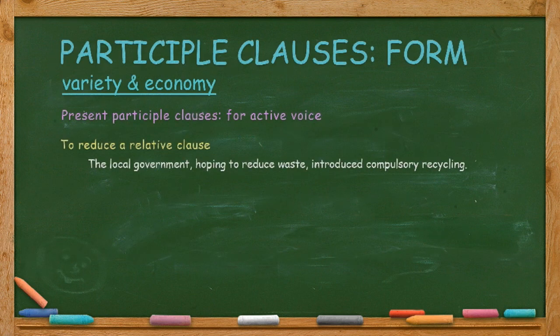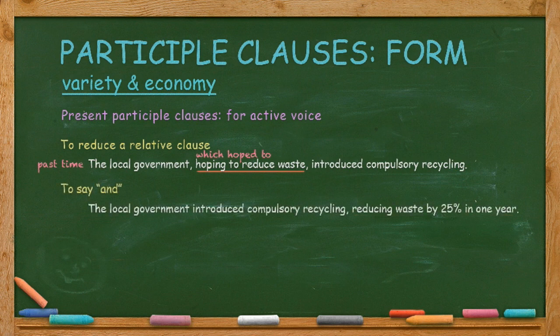Let's look first at the form for present participle clauses for active voice. One function of a present participle clause is to reduce a relative clause. For example, the local government, hoping to reduce waste, introduced compulsory recycling. The participle clause here is a reduction of the relative clause, which hoped to reduce waste. And the time idea here is past time.